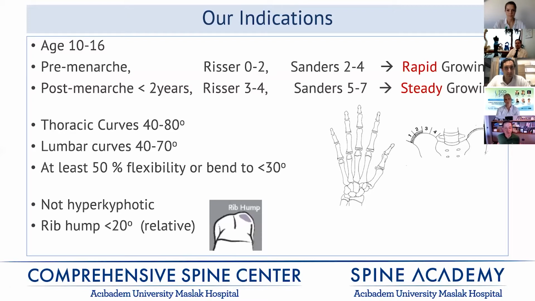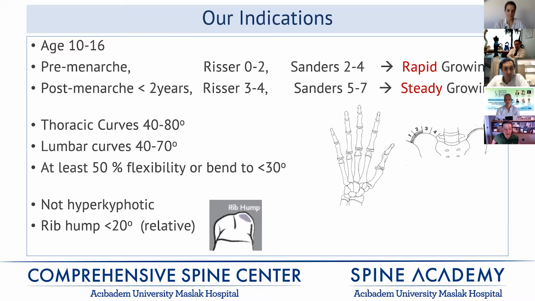The first group are patients with rapid growth potential, usually premenarche, Risser 0 to 2 patients with Sanders 2 to 4. The second group, who can still be candidates but maybe not the best candidates, are patients who are less than 2 years post-menarche, Risser 3 and 4, and Sanders 5 to 7. We have expanded our upper threshold up to 80 degrees. We also started treating lumbar curves 4 years ago, so we perform this surgery for lumbar curves as well, with thresholds between 40 and 70 degrees.